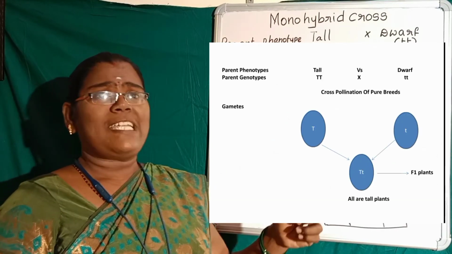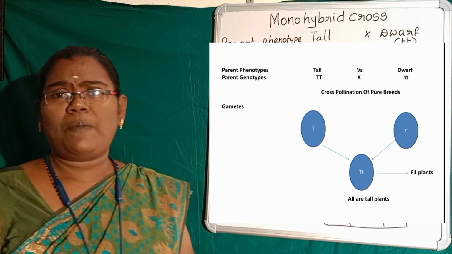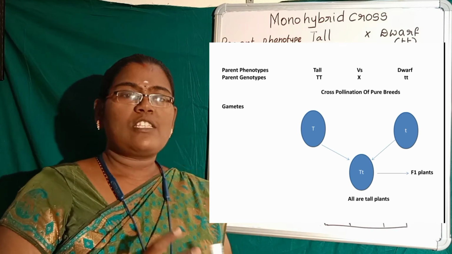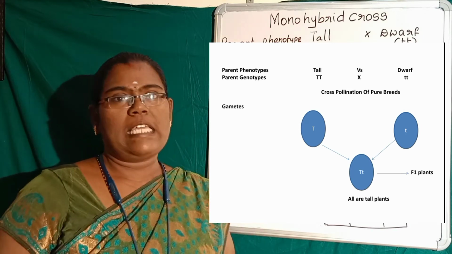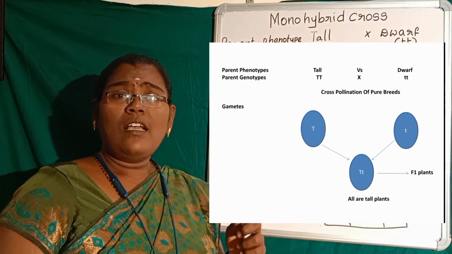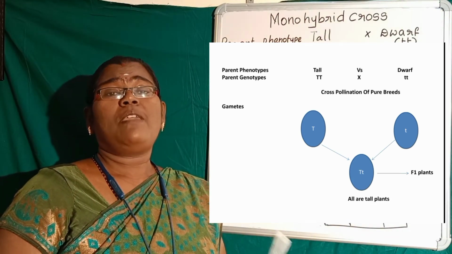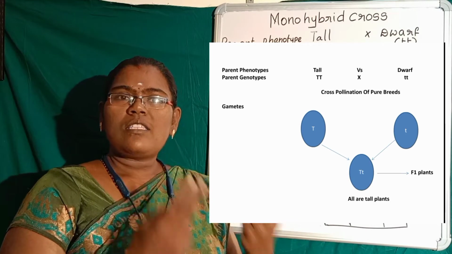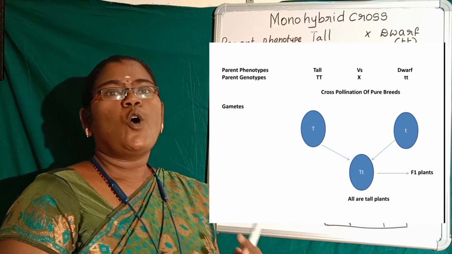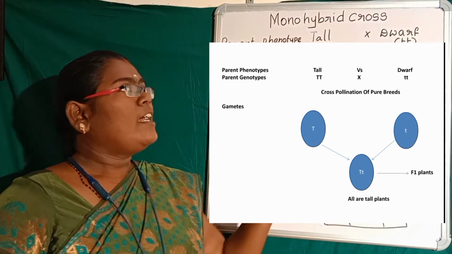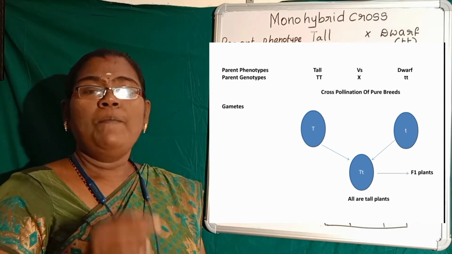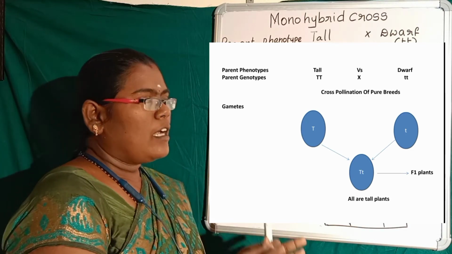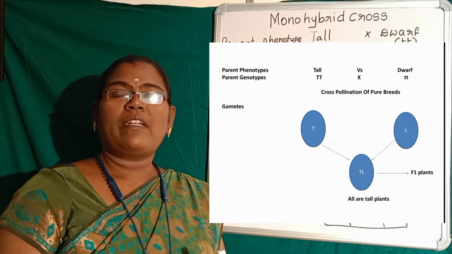They are pure breeds, so a single type of gene is present. In the gametes, only a single set of genes comes, so only one allele is present. Here the two alleles are homozygous. Homozygous means they are the same type, capital T and capital T, so two same alleles. That's why we call it homozygous. Here the gametes will have capital T and small t. From the tall, the gamete is capital T, and from the dwarf, the gamete is small t.